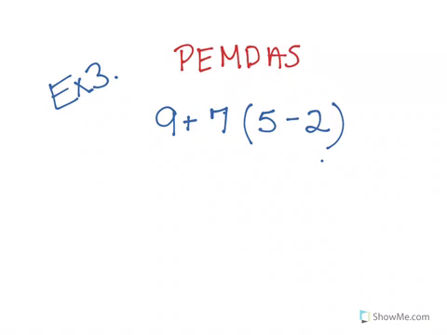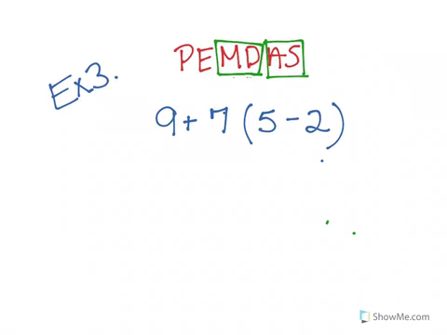And again, I'm always going to put my box around my M and my D, and my box around my A and my S. Why? Because I multiply and divide from left to right, and then I add and subtract from left to right. So let's go through this.